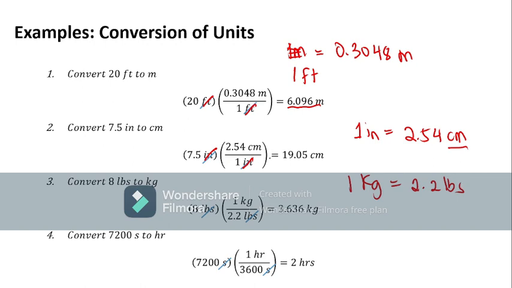So, the given is in terms of pounds. So, dapat yung baba, pounds. So, itong 2.2 pounds, ibababa natin siya sa denominator. And then, the 1 kilogram should be in the numerator. Para mag-cancel out po si pounds dito. So, 8 times 1 over 2.2, we will have 3.636 kilograms.